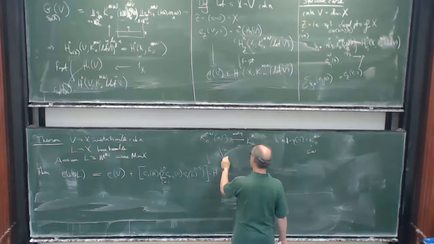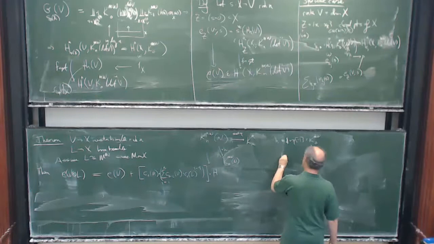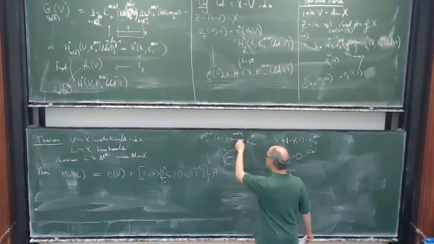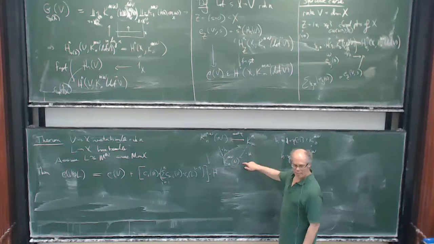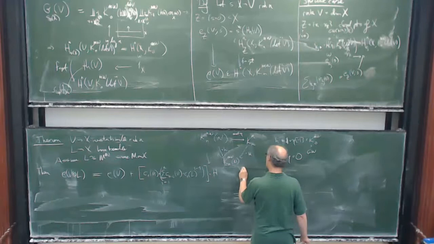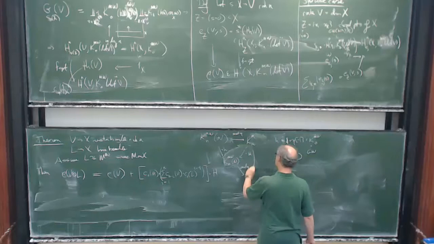On the other hand, h times eta is 0. So we have a map, multiplication by h. Multiplication by h from here to here descends to a map from here to here. And if you think about it for a second, if you again look at this mod eta going back to here, this is multiplication by 2.